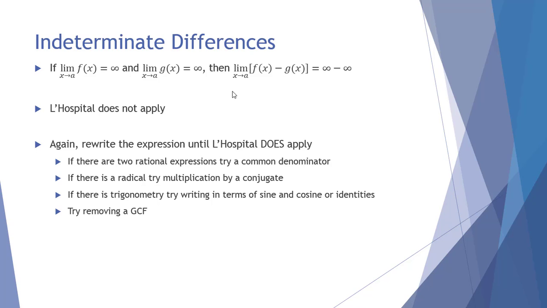If you're looking at trigonometry, you can either try writing everything in terms of sines and cosines and simplifying, or use some of our trig identities. Or if they happen to have something in common, you can try removing a GCF. We actually already attempted that one on one of the previous slides, x squared minus x. That's the technique we used for this one, right? We factored out the x first. They had a GCF, and that's how we turned it into an infinity times infinity. So when you apply one of these strategies, you may or may not need L'Hopital once you've done that. In this case, I certainly did not.